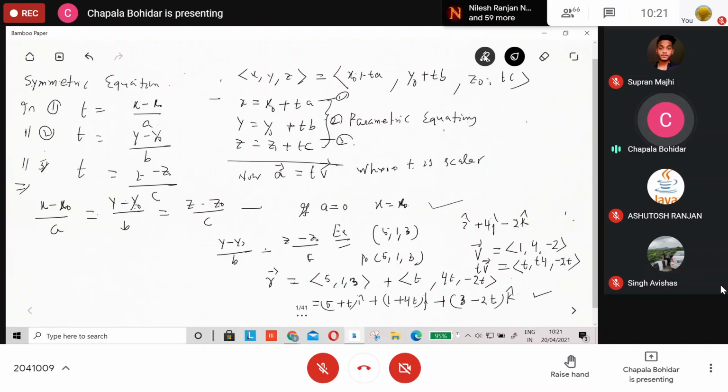Or you can write on the left hand side x i cap plus y j cap plus z k cap, since r has the components x, y, z. So this is your vector equation. If the question is asking for the vector equation, it is up to this.